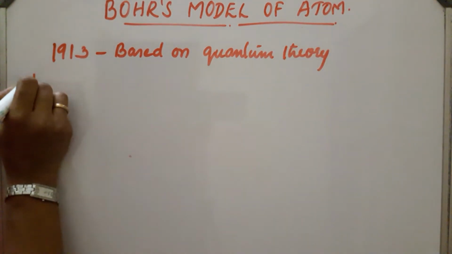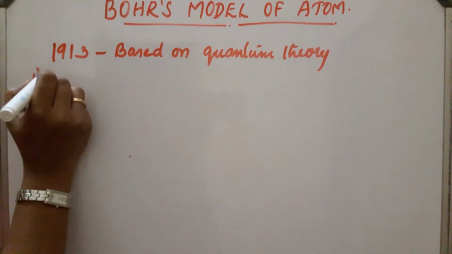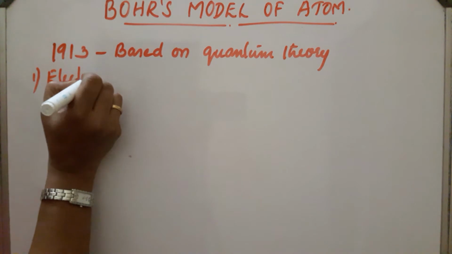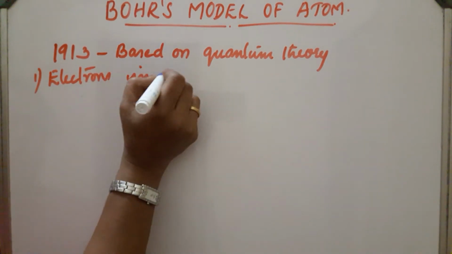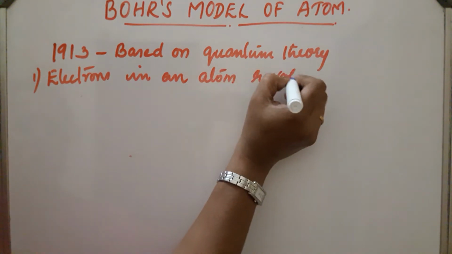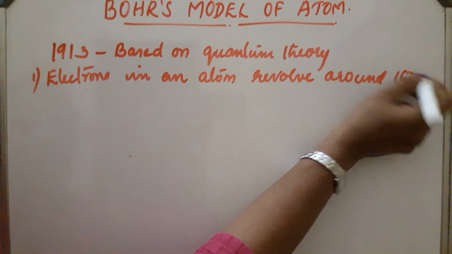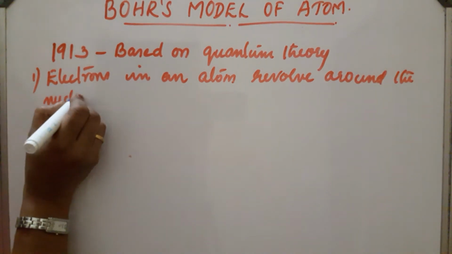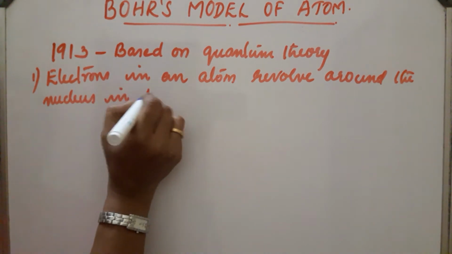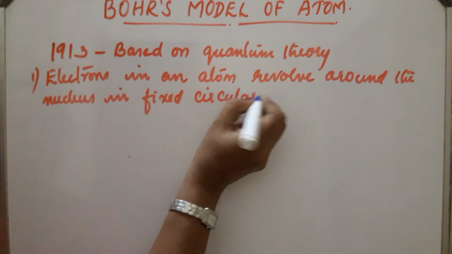Main postulates of this theory are: first point, electrons in an atom revolve around the nucleus in fixed circular paths called orbits.